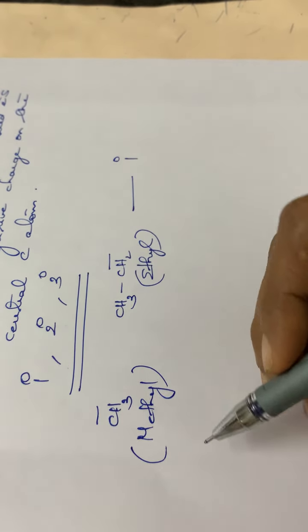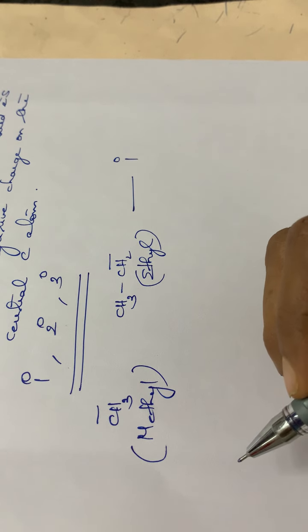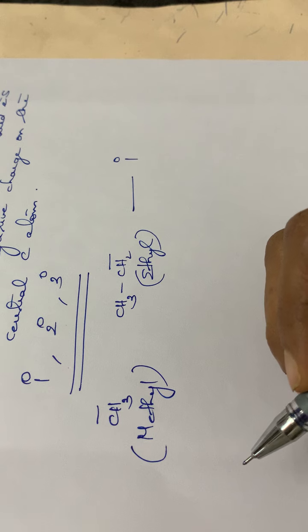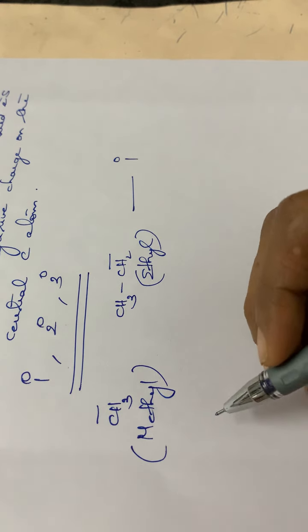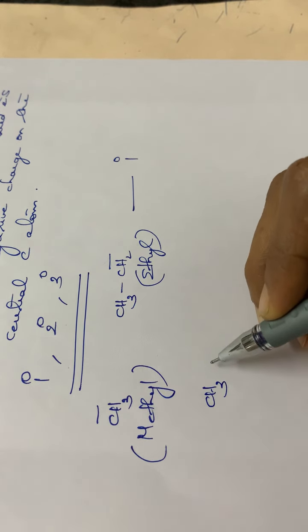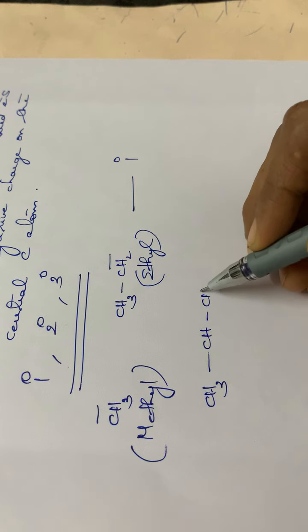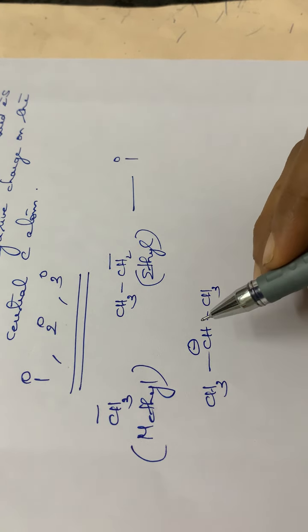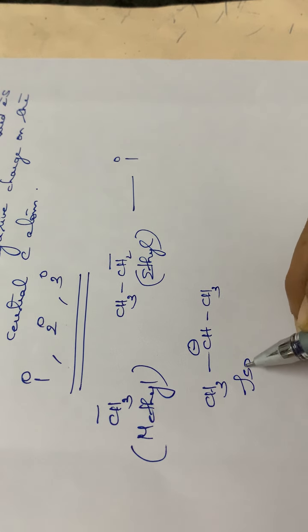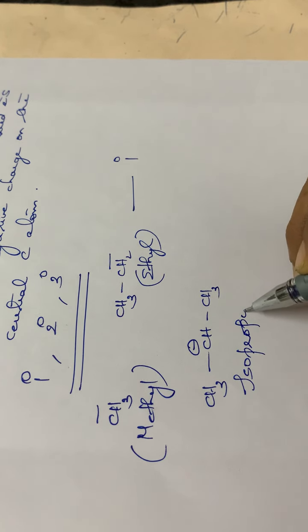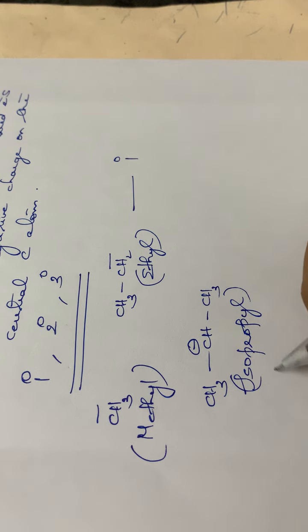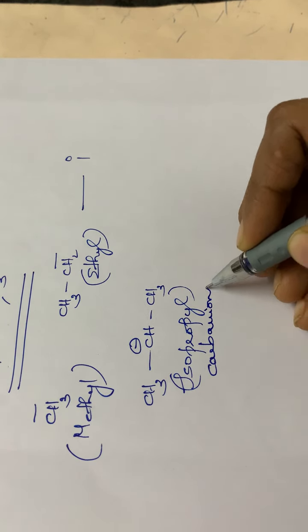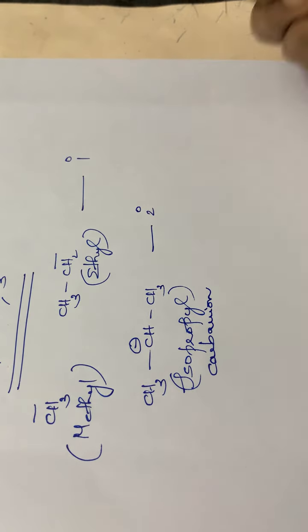Next, coming to the secondary carbanions, just as in the case of secondary carbocations, that is an isopropyl carbocation. Here also CH3 CH CH3 minus, or (CH3) twice CH minus. So this is an isopropyl carbanion. This is a secondary carbanion.